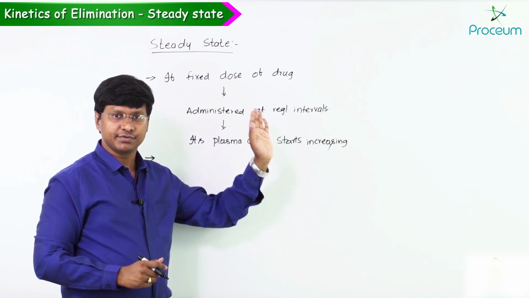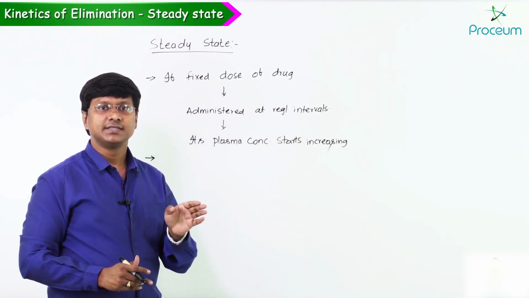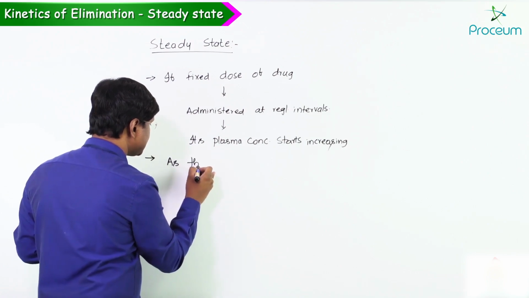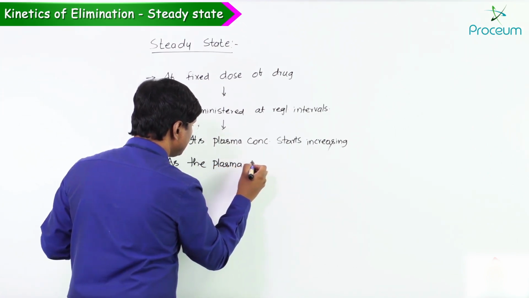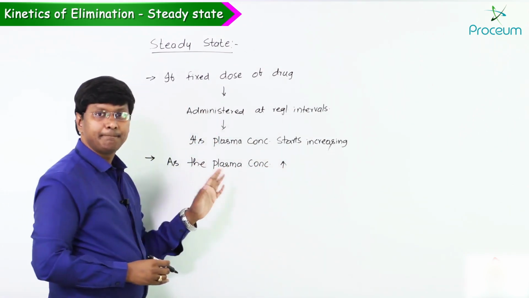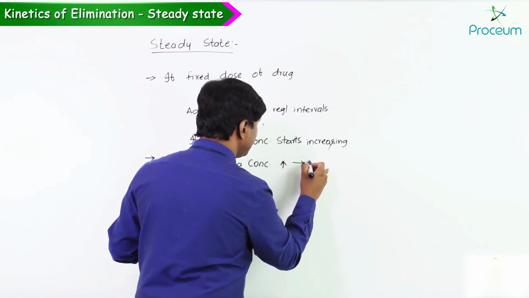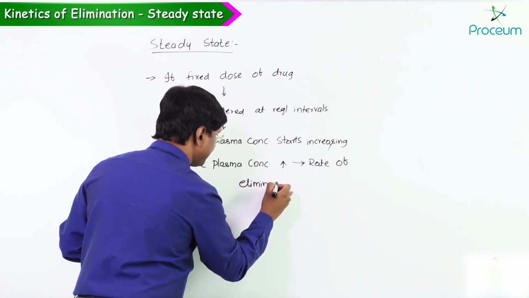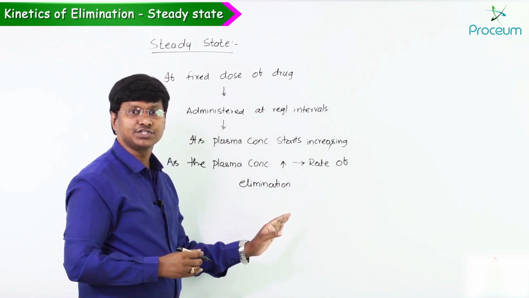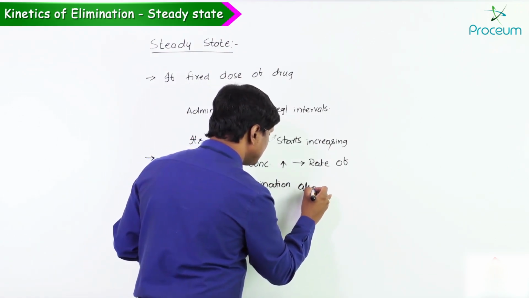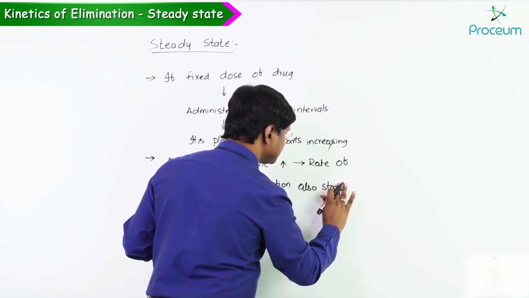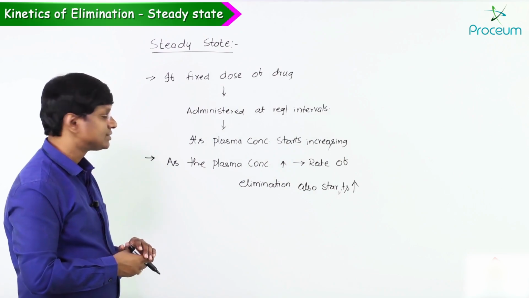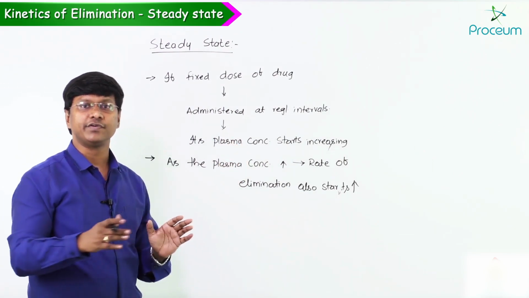As the plasma concentration rises, at the same time the rate of elimination also starts increasing. That is, when the concentration of the drug increases, the rate of elimination also increases.